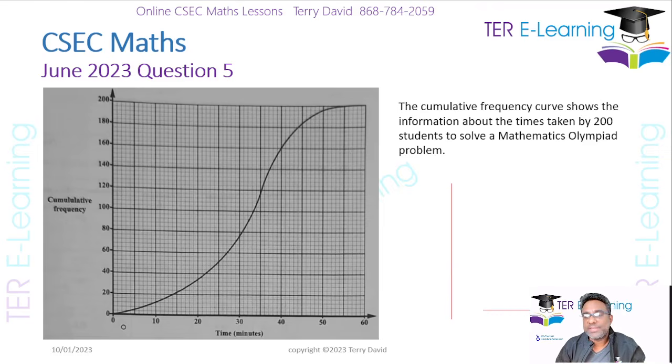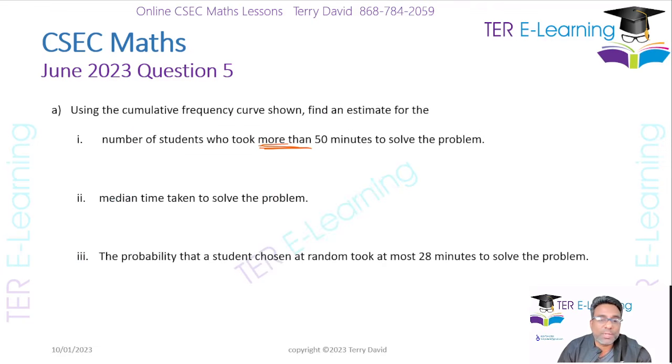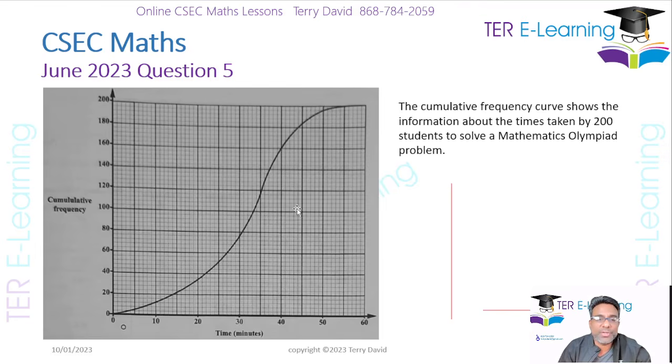All right, so we're going to have to take some measurements from the graph. They told us about the number of students who took more than 50. Now, that graph, the cumulative frequency curve, only gives us less than information. So we want more than 50. What we're going to do is go to the graph and read off where 50 is.